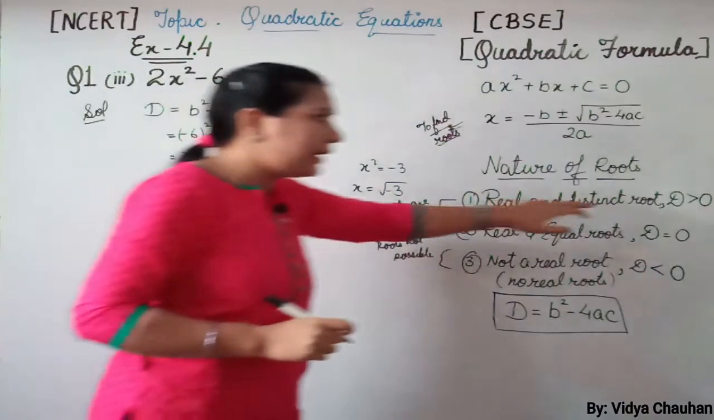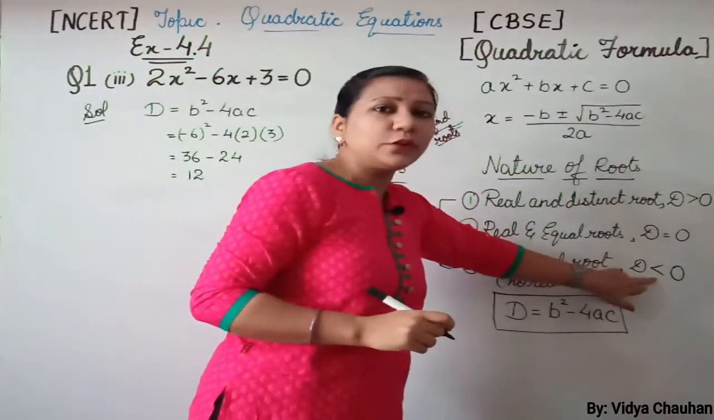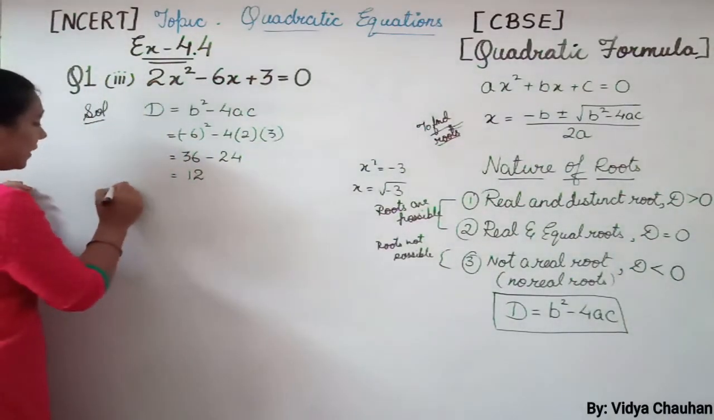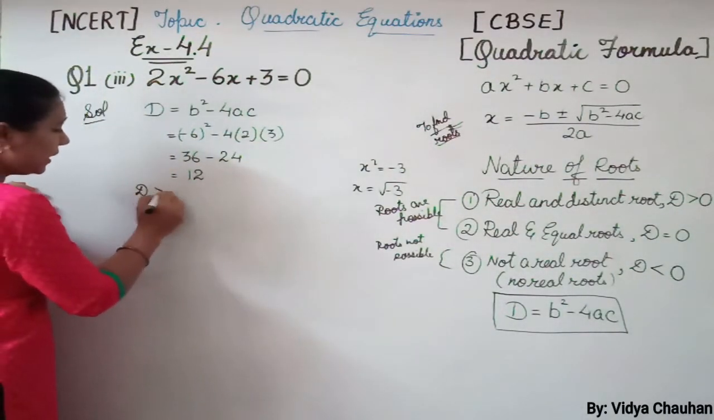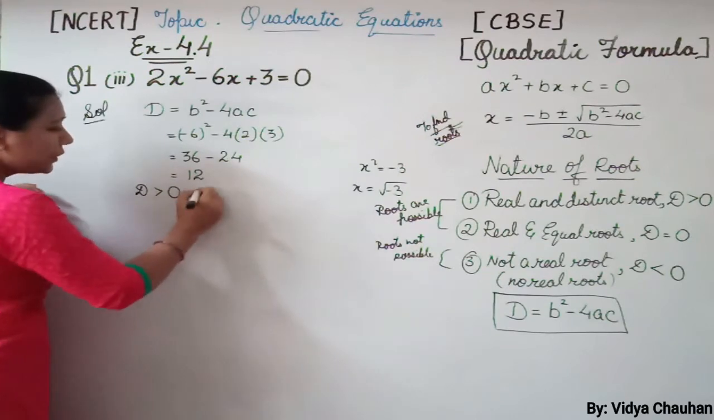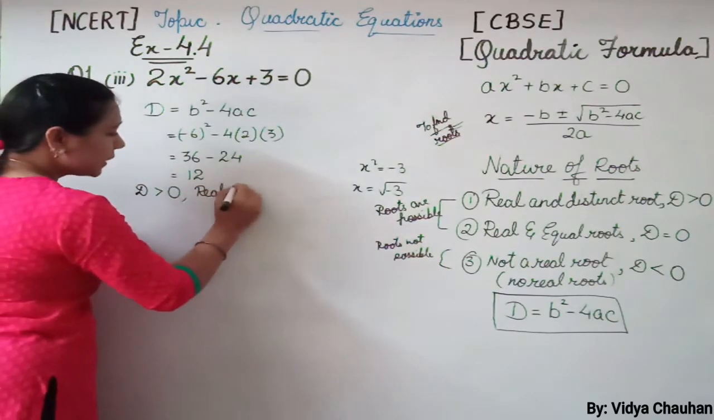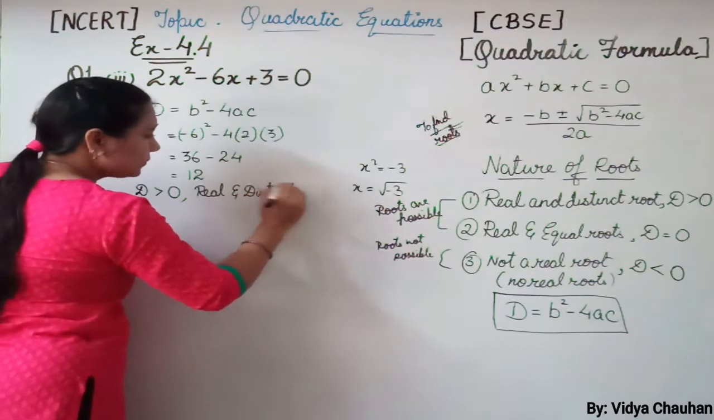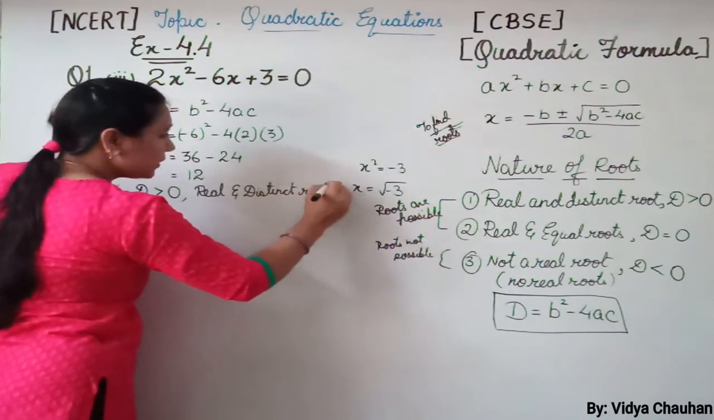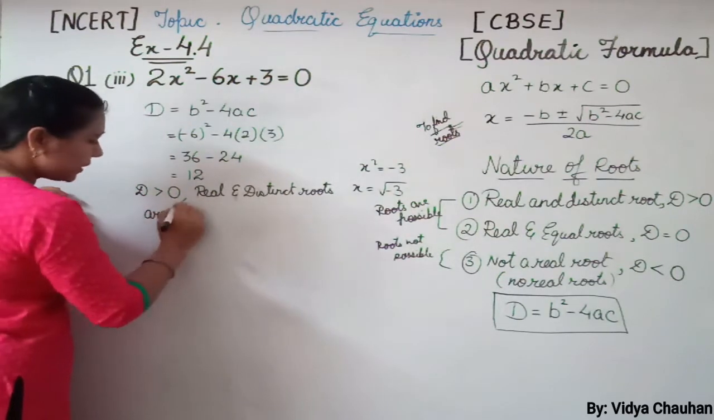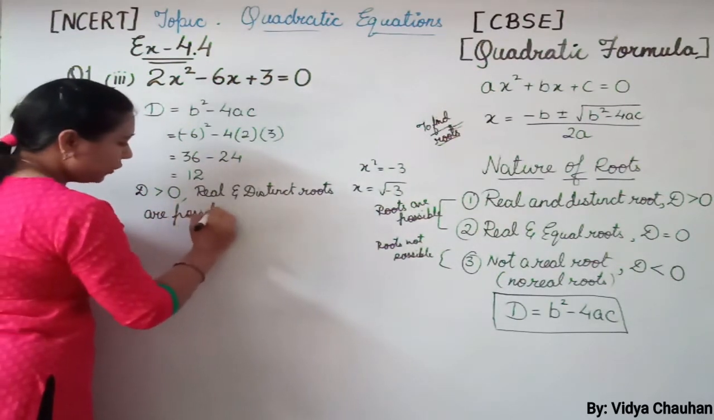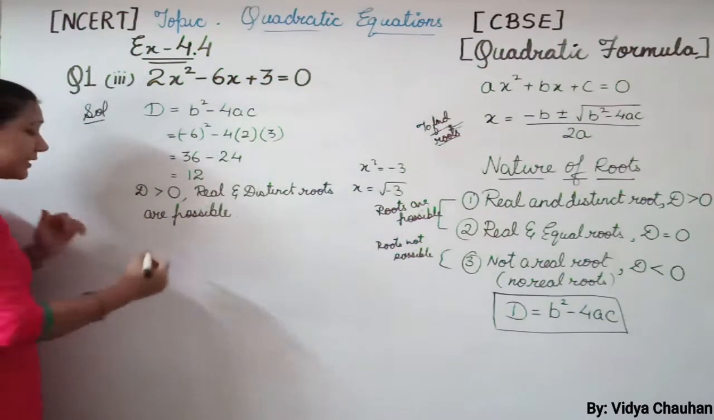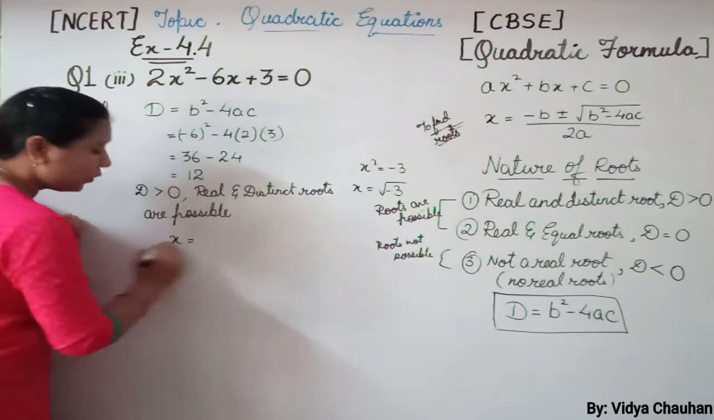Now, is it greater than 0, equal to 0 or less than 0? Yes, it is greater than 0. So I'll write, since discriminant D is greater than 0, real and distinct roots are possible. So what kind of roots are possible here? Real and distinct roots. In the next step, we are going to find the roots.